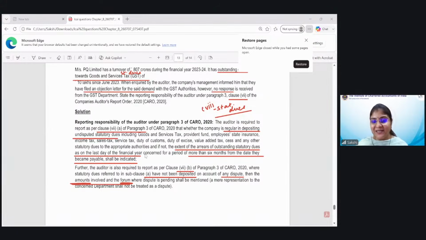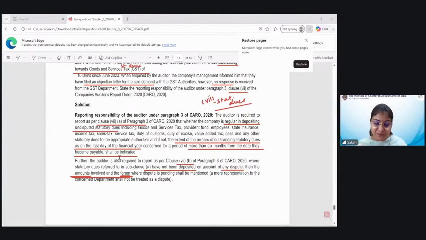Arrears of outstanding statutory dues as on the last day of the financial year concerned for the period more than 6 months from the date they become payable. If it is less than 6 months, no issue. But reporting is required only if it is outstanding for more than 6 months from the date they became payable. Less than 6 months, reporting not required. So it shall be indicated, it shall be reported.